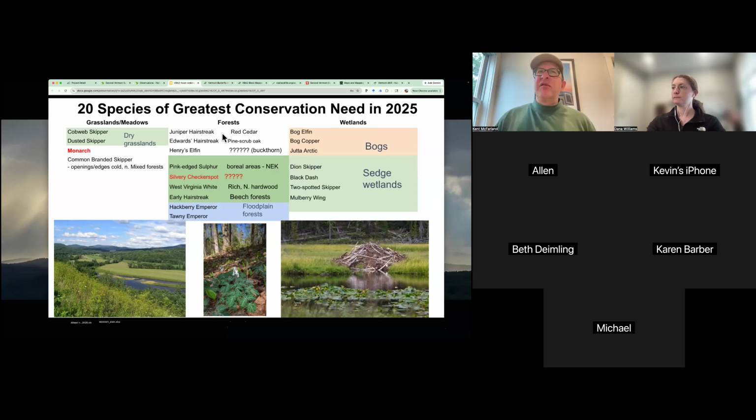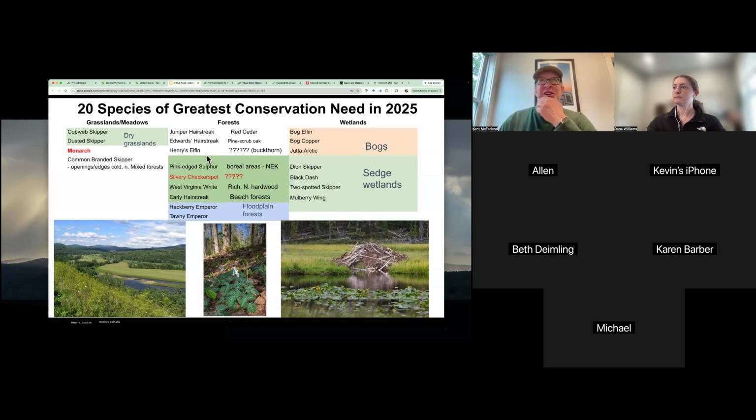What do they like? Here are some that like forests. Okay, juniper hairstreak. Its host plant is red cedar. If you don't have red cedar, you're not finding juniper hairstreak. Where's red cedar? Champlain Valley. Edwards hairstreak. Super rare. Only found in pine scrub oak forests. There's like two places in Vermont. You're not going to find it.